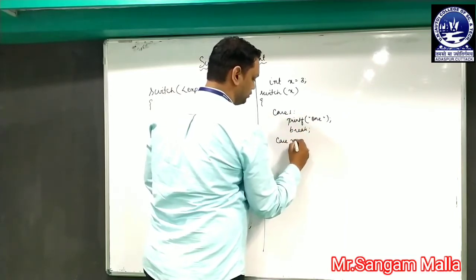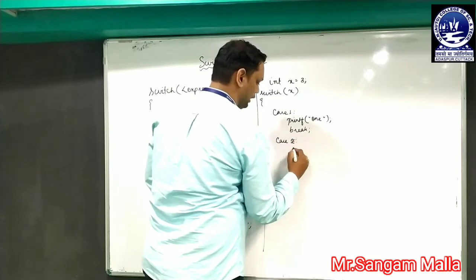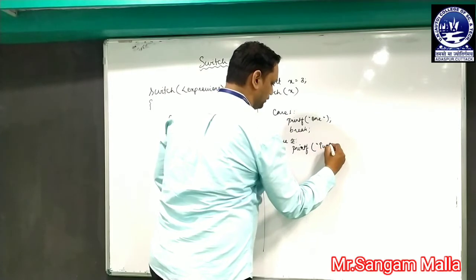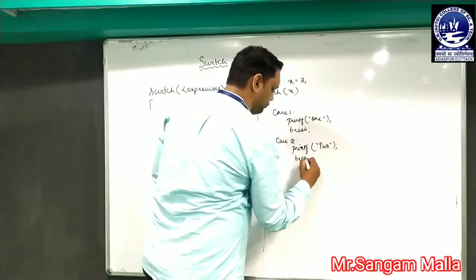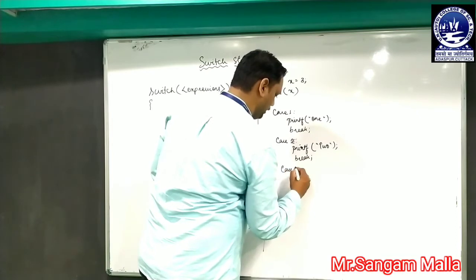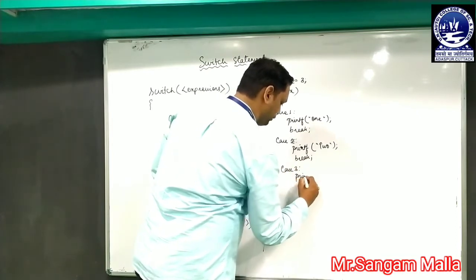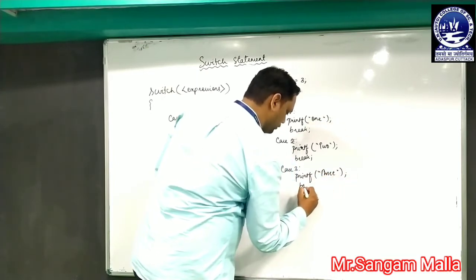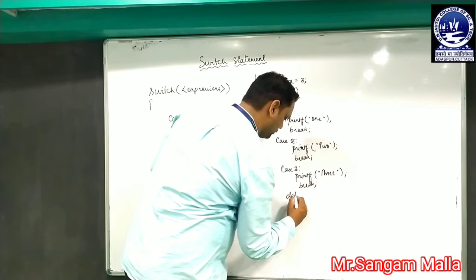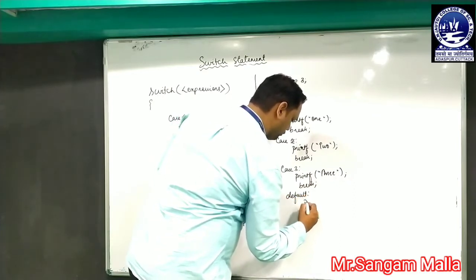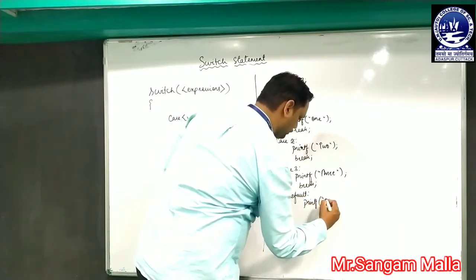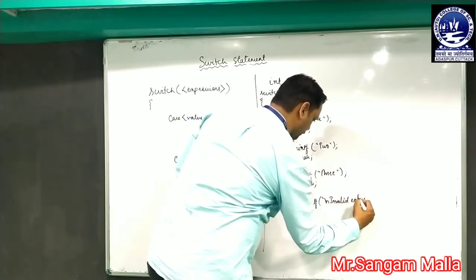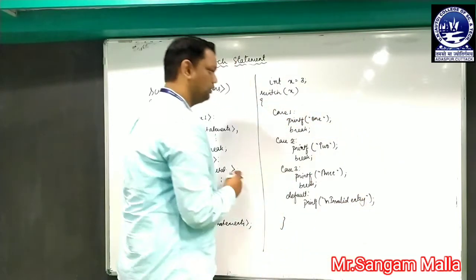Similarly, case 2, printf 2, then again the break statement. Now let us say case 3, printf 3, break. Finally, I have written default. Let us say I print a statement, printf invalid entry. Now I have closed the switch block.